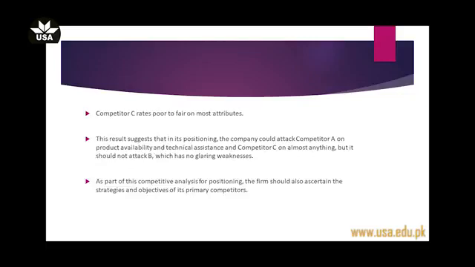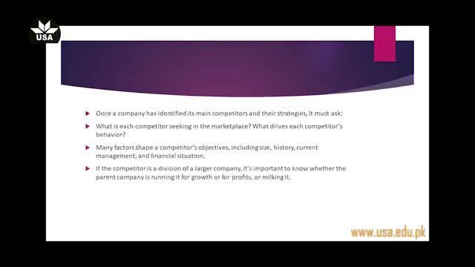The result suggests that in its positioning, the company could attack competitor A on product availability and technical assistance, and competitor C on almost anything, but it should not attack B, which has no glaring weaknesses. As part of this competitive analysis for positioning, the firm should also ascertain the strategies and objectives of its primary competitors. Once a company has identified its main competitors and their strategies, it must ask, what is each competitor seeking in the marketplace? What drives each competitor's behavior?